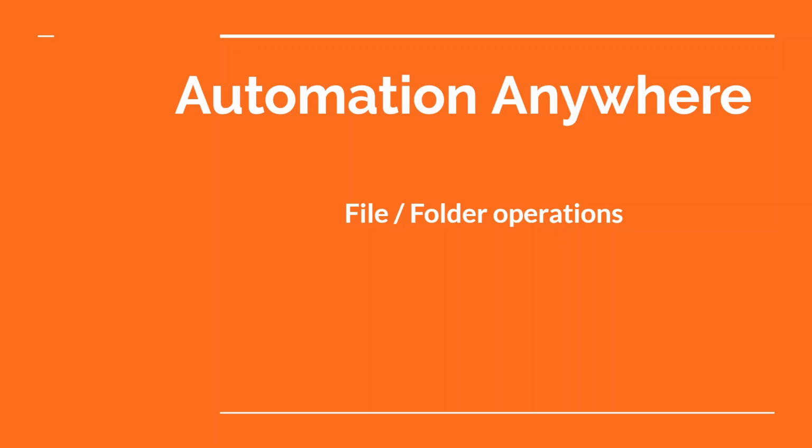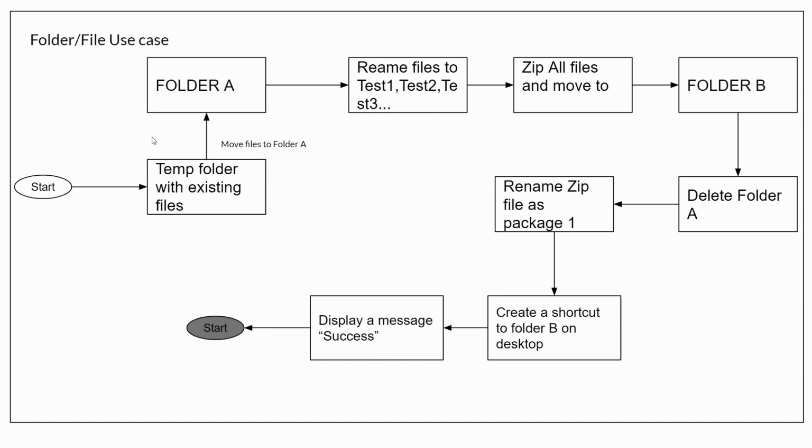To understand this, let's consider a use case. I have a temp folder with a few files in it, and I want to create a folder called folder A and then move these files from temp to folder A. After moving that, I want to rename those files to test1, test2, test3. After renaming, I want to zip all those files and move them to folder B.